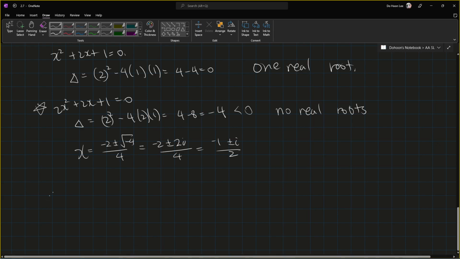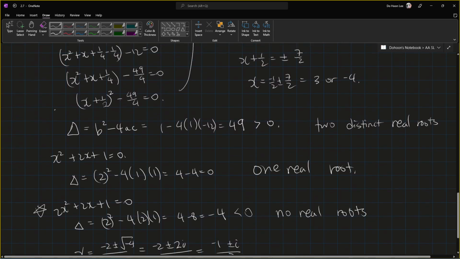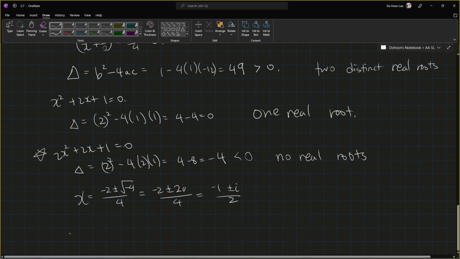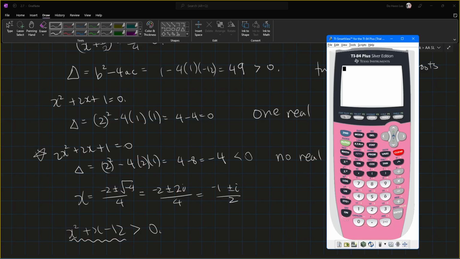Okay. So let's use the same example that we've been doing so far: x squared plus x minus 12 equals 0. Let's say we're trying to put it as x squared plus x minus 12 is greater than 0. We're going to graph this using the GDC. Okay, our familiar GDC. Let's put in x squared plus x minus 12. Let's graph it and see what it looks like. Cool.